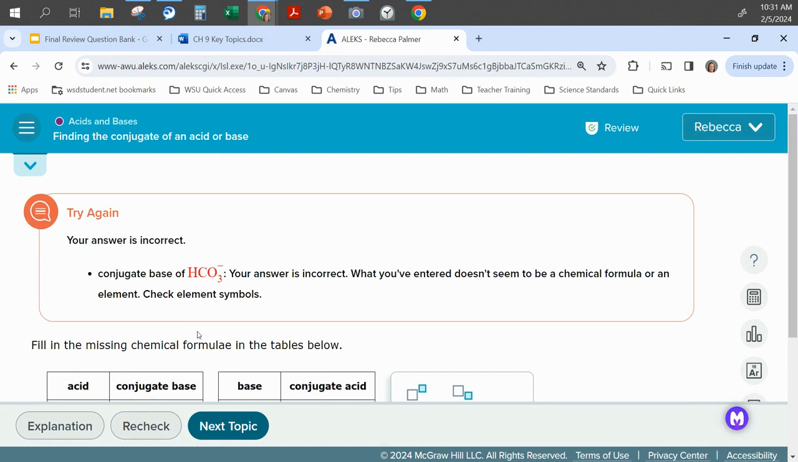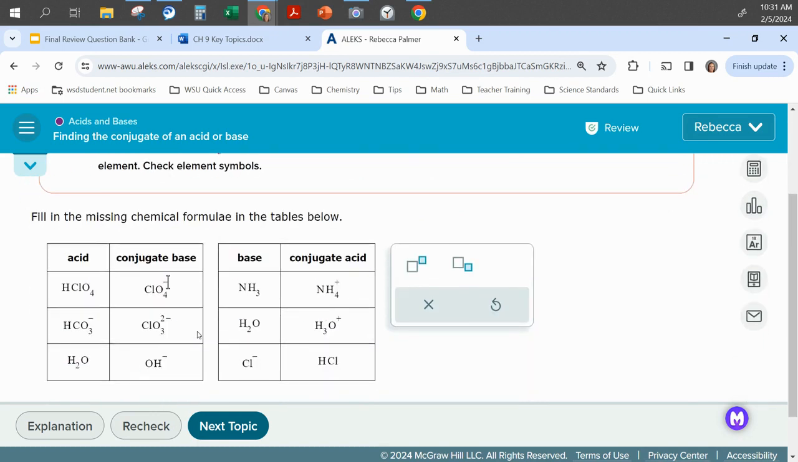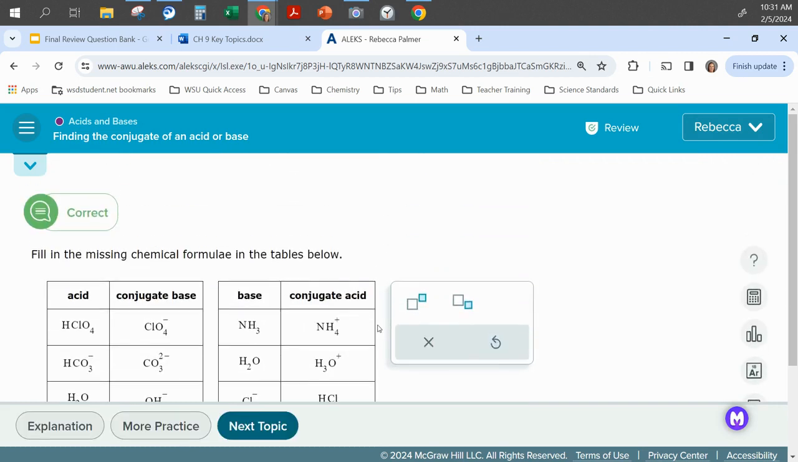H, conjugate base of HCO. It's already plus. Oh, I put Cl. It's not Cl, it's C. Oops. The one above it was Cl. Okay, there. You see that? Did we do the rest of it right? Okay.